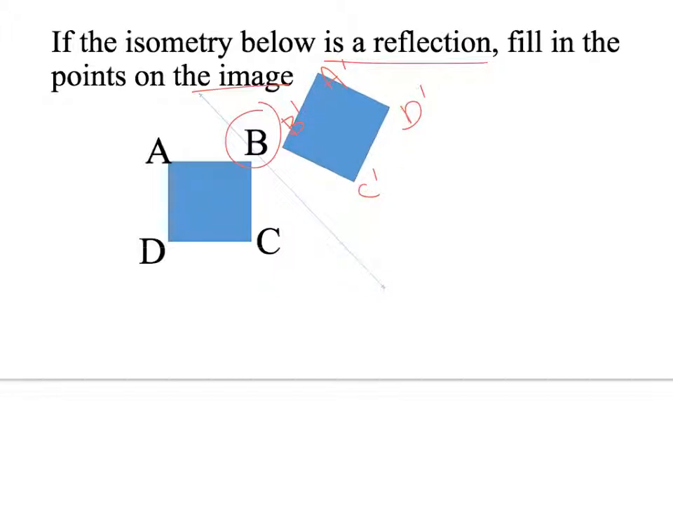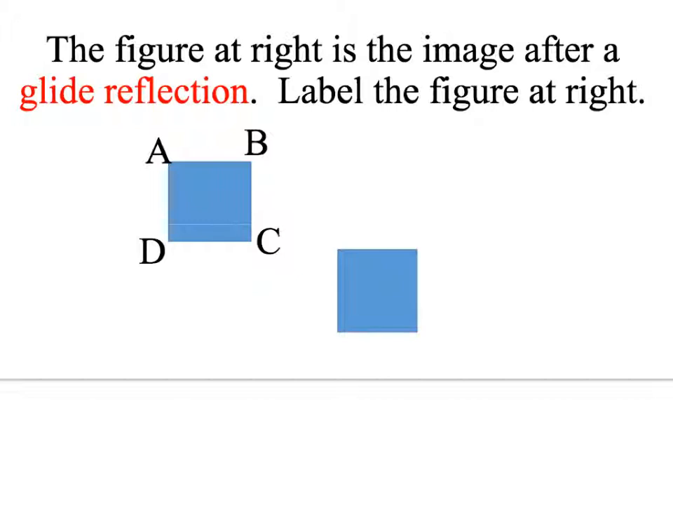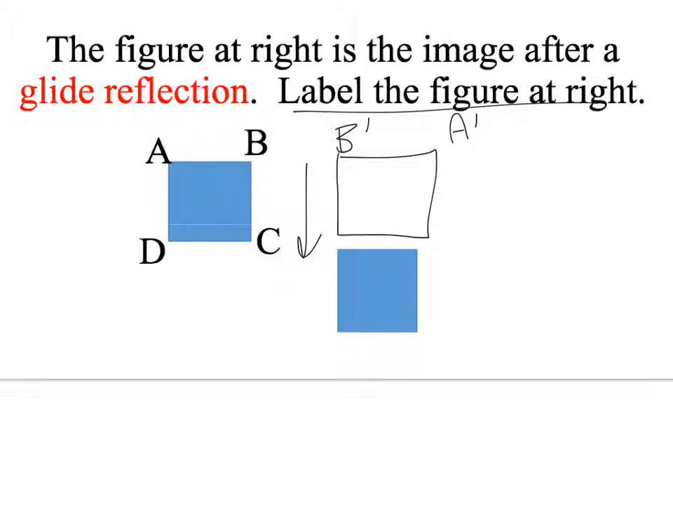The figure at right is a label of the image after a glide. So with a glide, again, the orientation is changed. It's been shifted, it's been reflected. So it would be right here: B prime, A prime, C prime, D prime, and then it's been shifted. That's the definition of a glide. So this would be B double prime, A double prime, C double prime, D double prime. So the orientation is opposite for a glide.